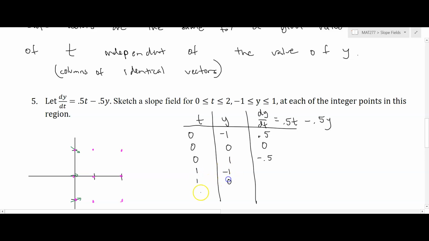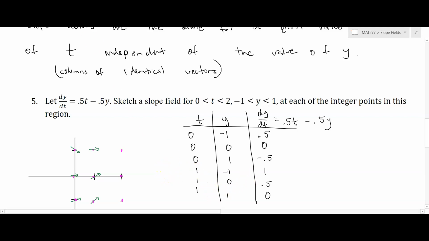1, 0, and 1, 1. So at 1, negative 1, that will be a half plus a half, which is 1. This will just be a half, and this will be a half minus a half, which is 0. So those slopes will look more like this. At 1, negative 1, I'll have a slope of 1, so it'll aim right up there. And here I'll have a slope of a half, which will aim right about there. And here I'll have a slope of 0, which will look horizontal.